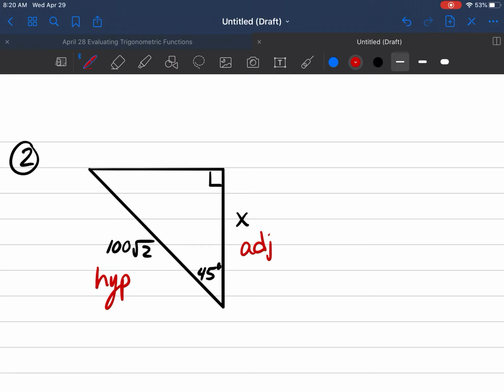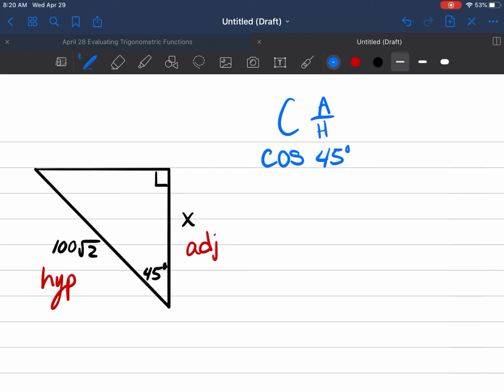Now out of the 3, out of sine, cosine, and tangent, which one uses adjacent and hypotenuse? It's cosine. Cosine uses adjacent over hypotenuse. So remember this. So we're going to do cosine of the degree that's given. So cosine of 45 degrees. And then we're going to set it equal to the actual fraction that we do. So adjacent over hypotenuse. So adjacent is x, so that's going to go first on the top. And hypotenuse is 100 square root of 2, so that's going to go on the bottom.